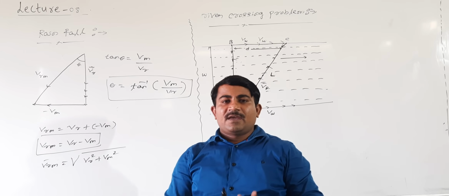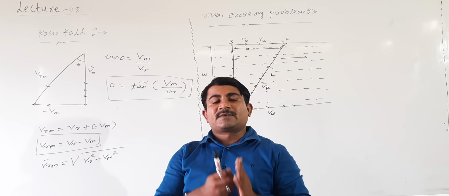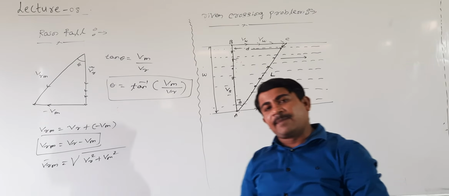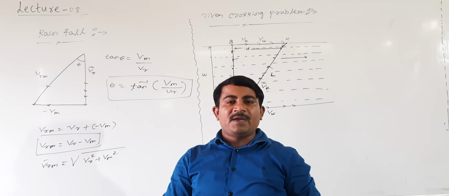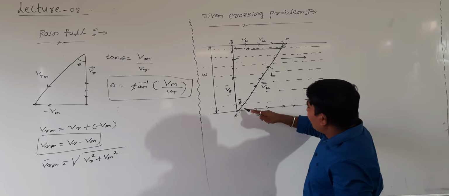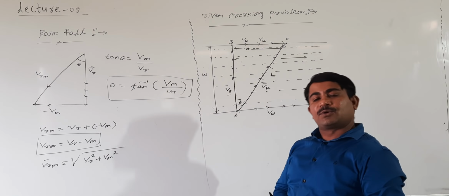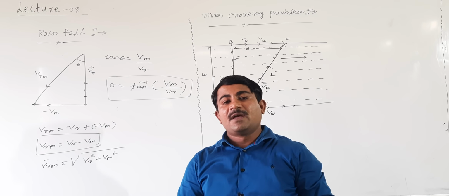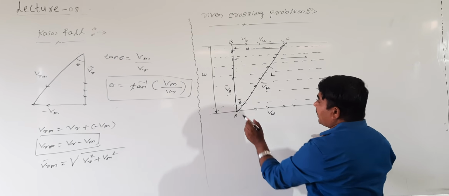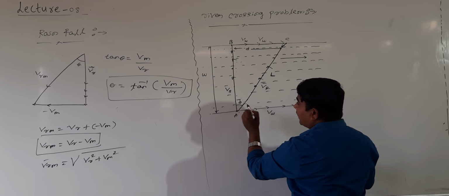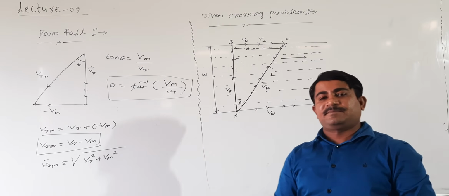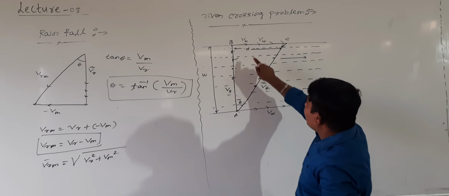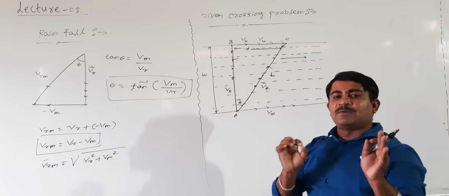Right, students, here we need to calculate the time taken by the person to go from A to B along the longest path. Second, we have to calculate the angle made with the width of the river and the angle made with the flow of the river. And again, we need to calculate the drift of the person. Let us go one by one situation.